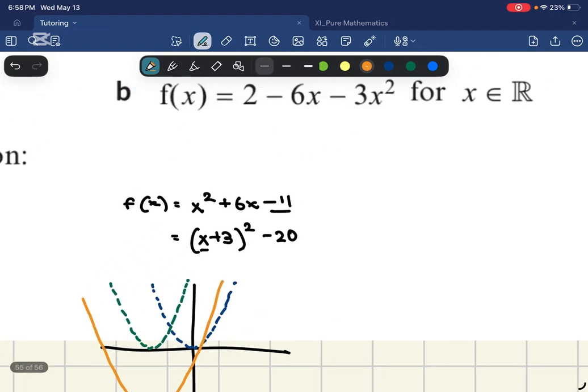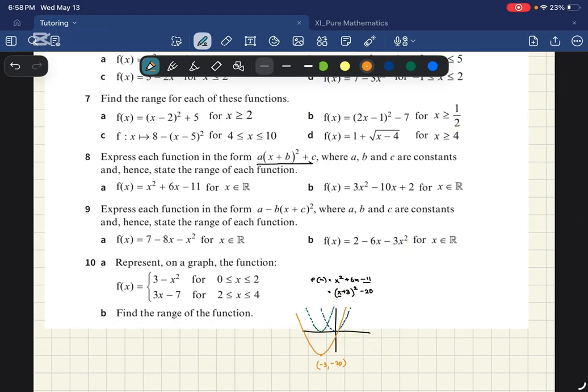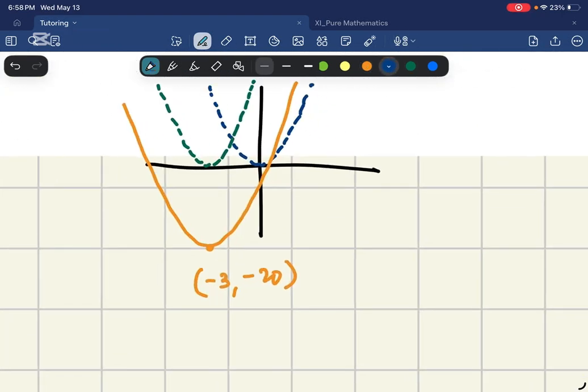All right. So now I need to find the range of each function. So my range is just going to be from the minimum point to every other output, so all possible output. So therefore, my f of x is bigger than or equal to negative 20. That is going to be my range for 8a.